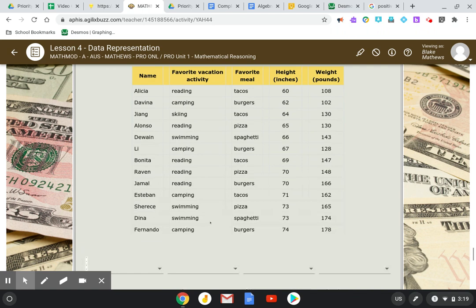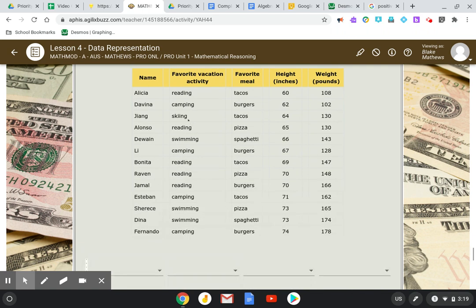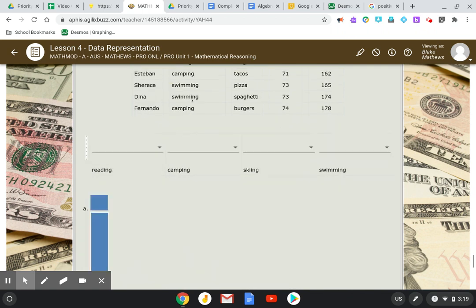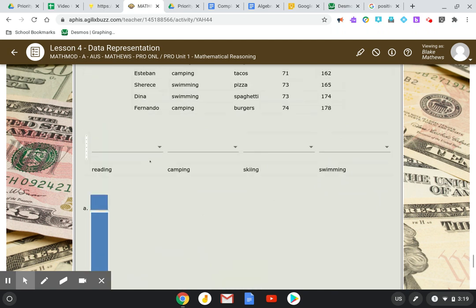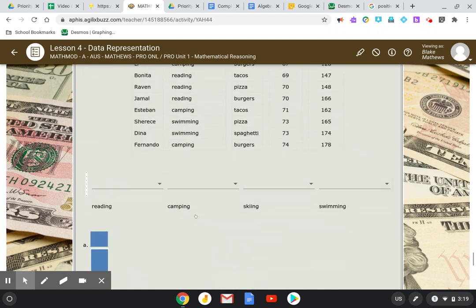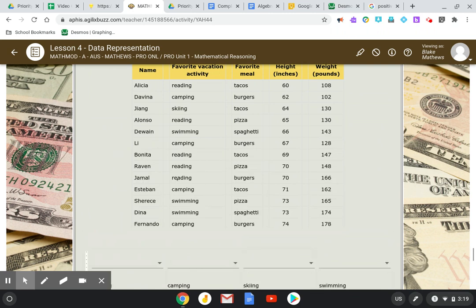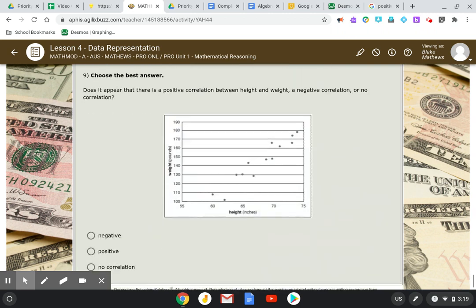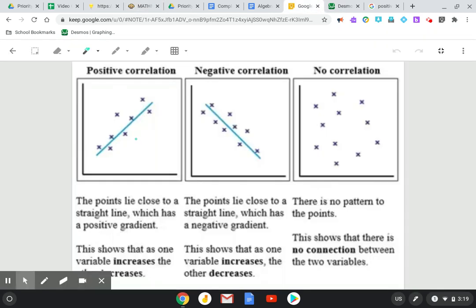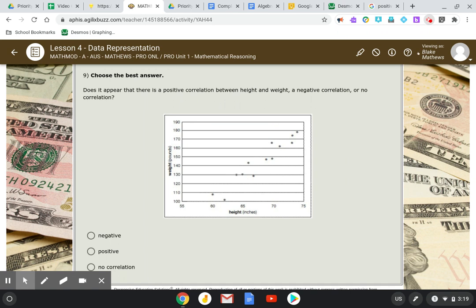So reading, for instance, 1, 2, 3, 4, 5 people like reading. Is that bar going to be the biggest one or the middle one or the smallest one compared to the other activities? And so just pick the bar that matches the one that has the most down to the least. And then lastly, number 9, what type of correlation? I'll just remind you on the notes, I've given you an example of each type of correlation. And that's it for lesson 4.